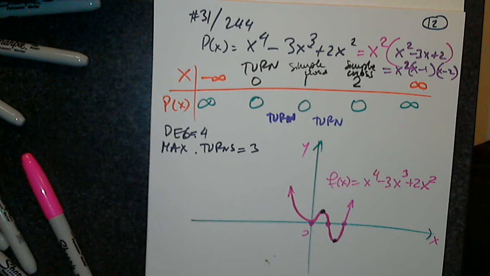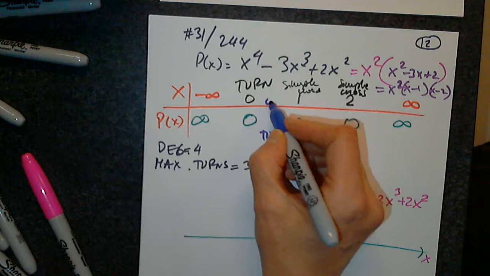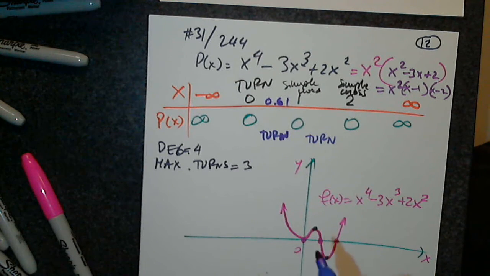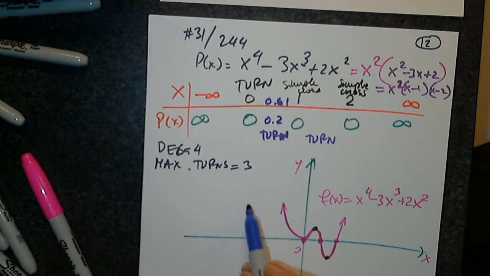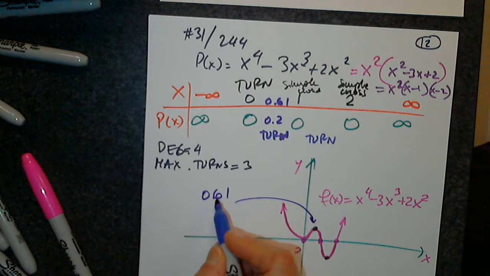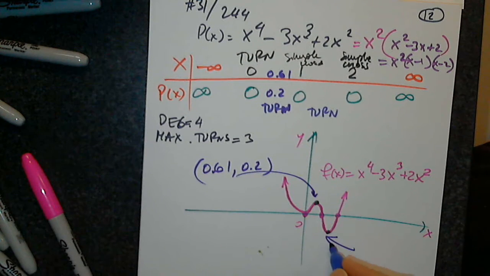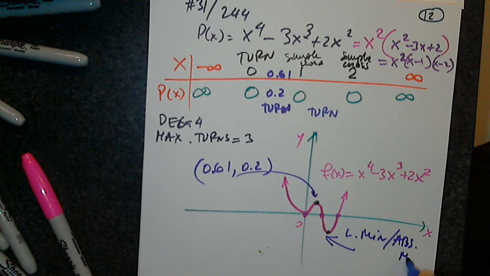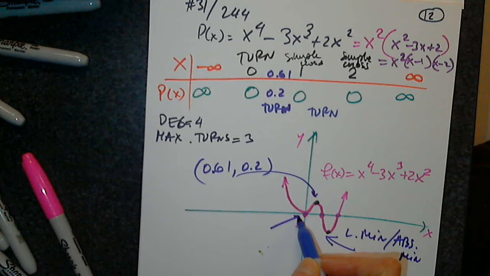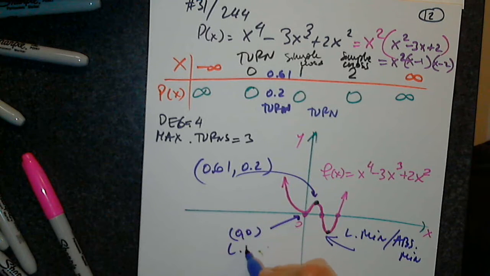So can you tell me what you got? It's 0.61 and 0.2. So this is 0.61, comma 0.2. And this, which is the local min, in this case is also the absolute min. There is no other value lower than that. Okay? And this is another local min. 0, 0 is a local min as well. But I don't have to calculate that with the calculator because I know that it's a term with multiplicity 2, it must be a turning point.